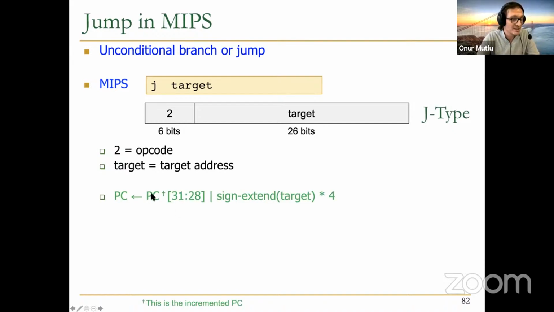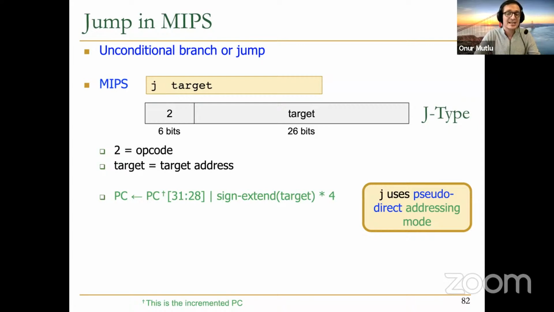You take the top 4 bits of the incremented program counter and concatenate it with the target sign extended and shifted by 2. Multiplied by 4 means shifted by 2, right? So this gives you a 28-bit value. And essentially, you have a 28-bit value concatenated with a 4-bit value. So you have a 32-bit value in PC, right? So basically, this is called a pseudo-direct addressing mode. Don't worry about it right now. I'm not going to test you on the name of this addressing mode, but it's pseudo-direct in the sense that you basically take the address and directly calculate it from the instruction bits, right?